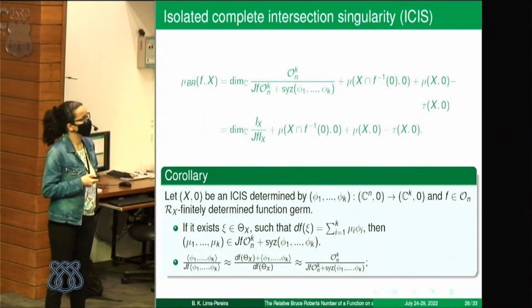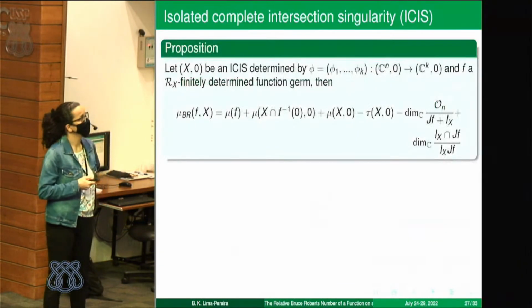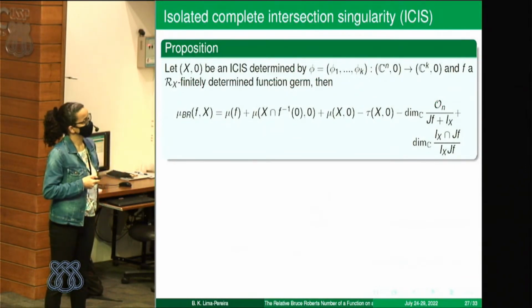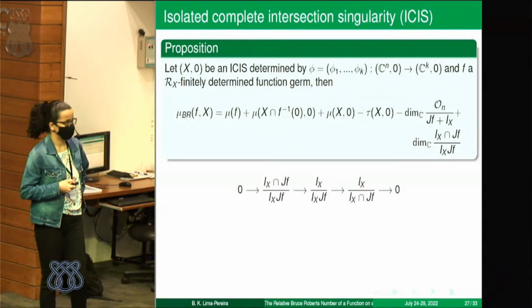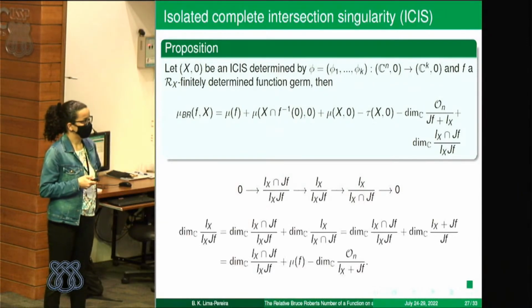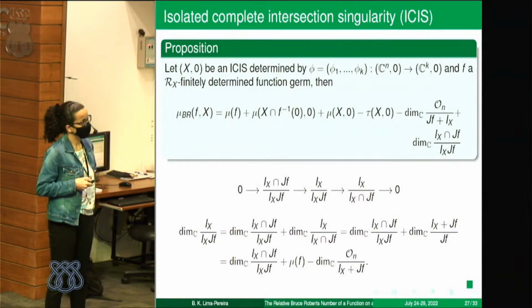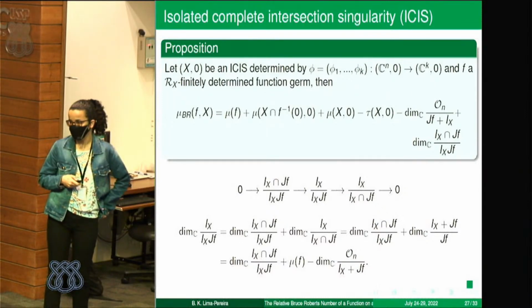And remember, we want to relate the Bruce-Roberts number with the Milnor number, okay? And now we prove this equality, okay? And to conclude this equality, we consider this exact sequence, okay? And it says to us that this dimension as a C vector space is equal to this dimension plus this other dimension. But this quotient is isomorphic to this other quotient, okay? And so we have that this dimension is equal to this sum. And now the Milnor number of F appears here. Okay?